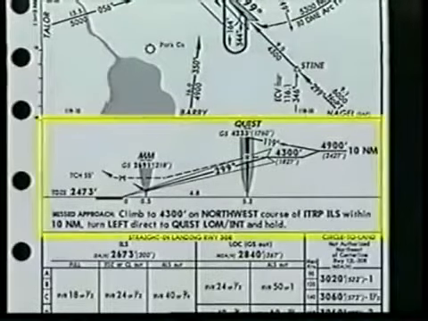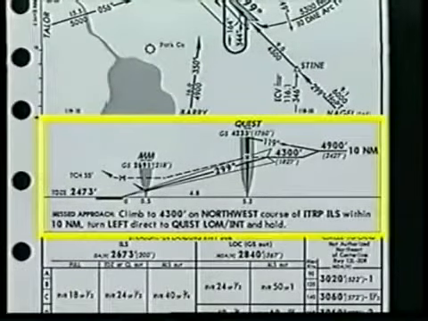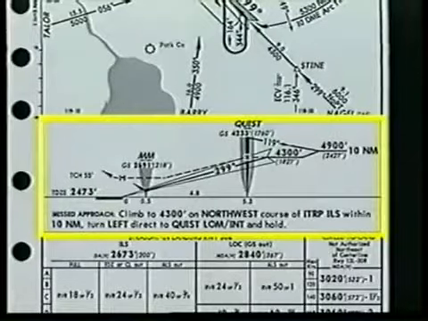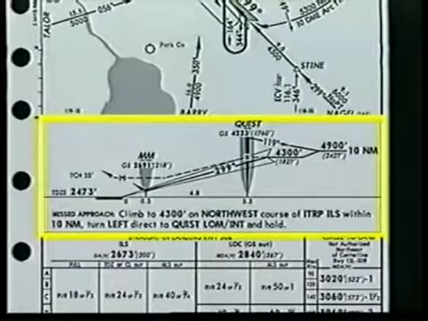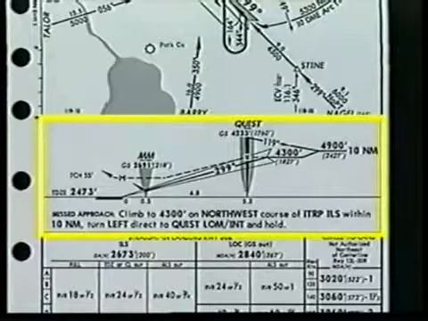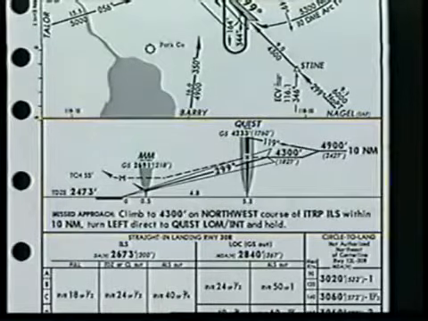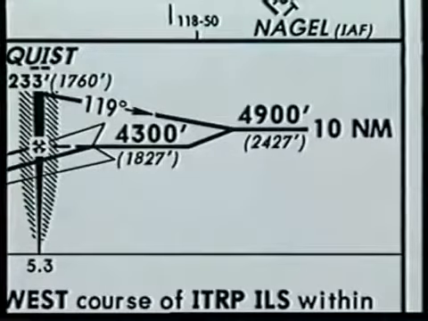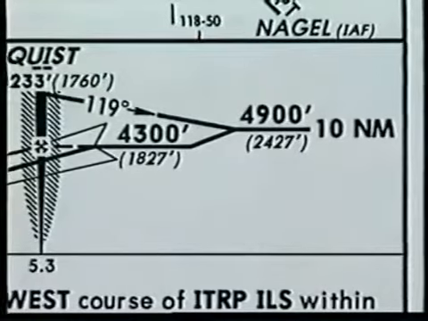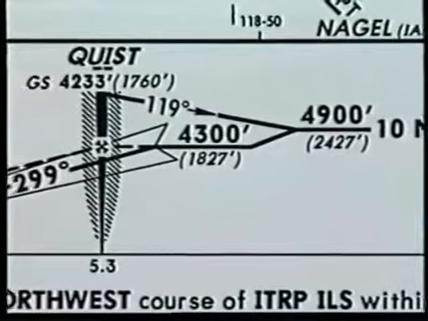Now let's discuss the profile view on the TERPS California chart. This section of the approach chart is a side view of the procedure, but is not drawn to scale like the plan view. The profile view simply depicts the altitudes, fixes, distances, and magnetic courses to be flown. The dominant feature is the heavy solid line representing the flight path. Before glide slope interception, this line represents the flight path for both the precision and non-precision approach.